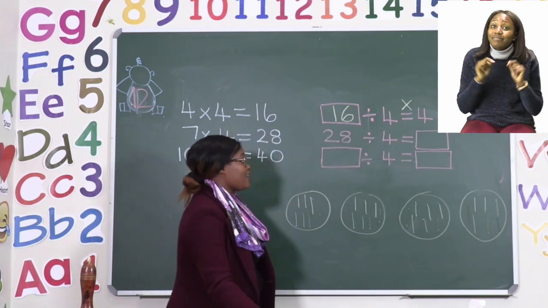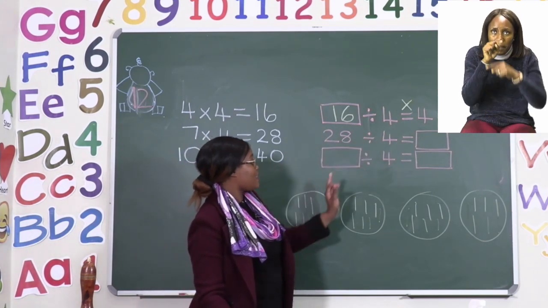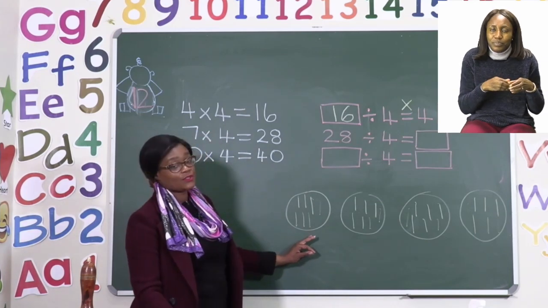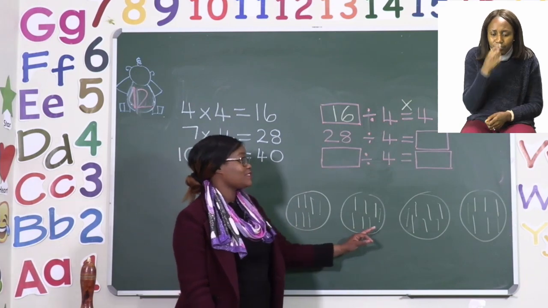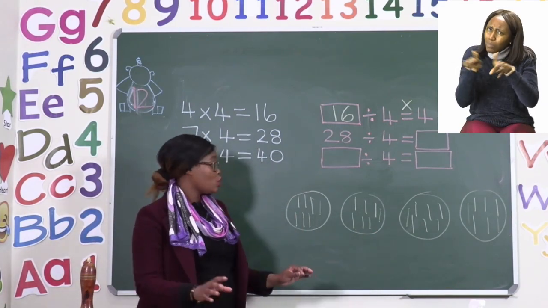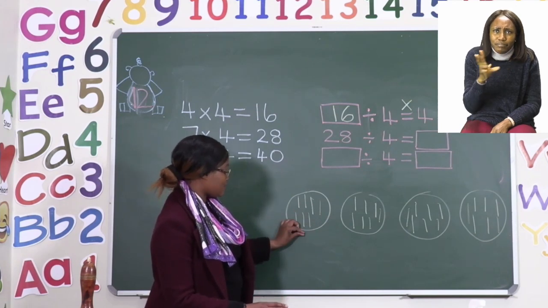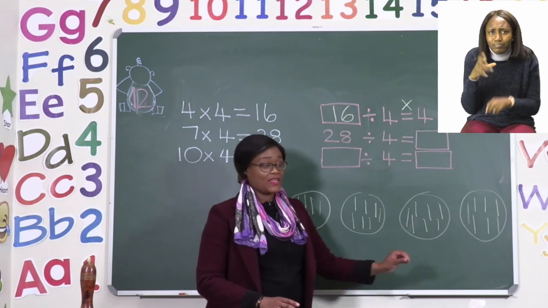So if we have shared 28, which means divided by and then put 4 in each of them, we are going to be finding our answer. How? By making sure that each and every set has the same amount. So if I have 1, 2, 3, 4, 5, 6, 7 in this one, then that means I must have 7 in the rest of them.